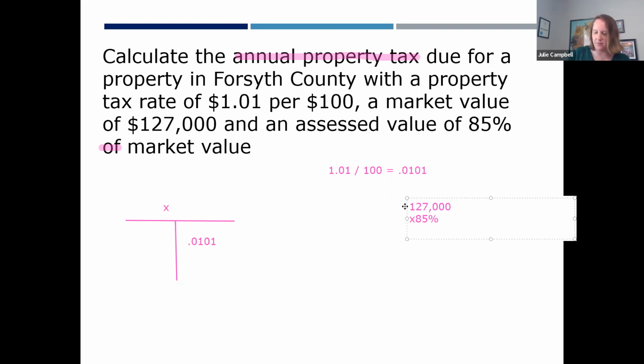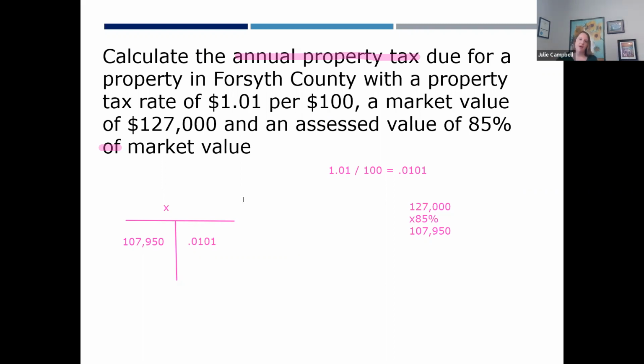So let's see, times 85%. So when I take my market value times 85%, 127,000 times 85. There we go. I get an assessed value of 107,950, which is the number that goes in the bottom left. How do I know that? Because I know my formula.